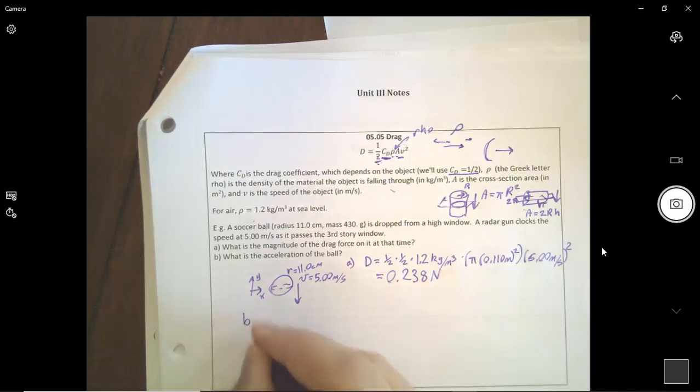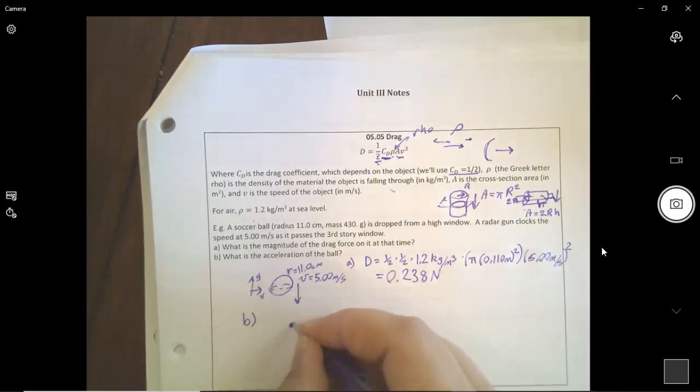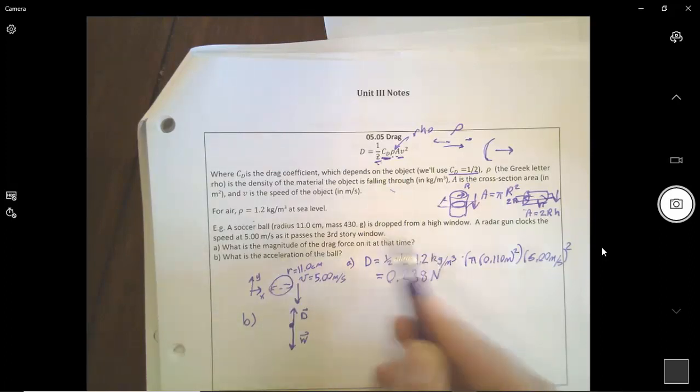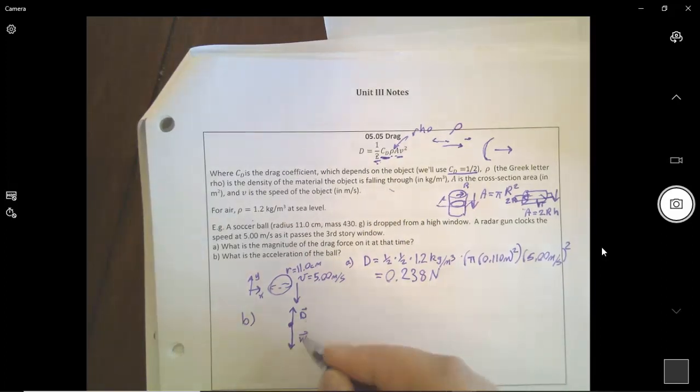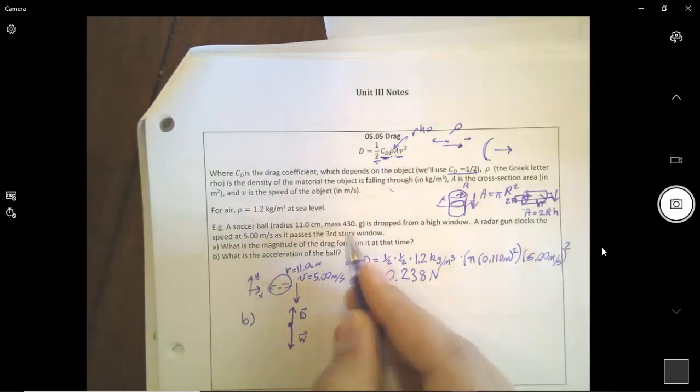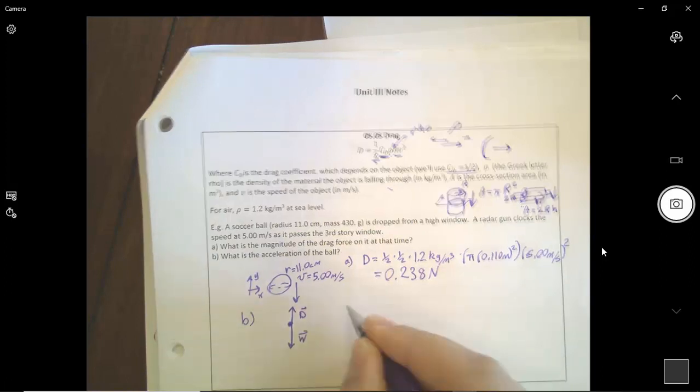Okay, so part B, we are asked to find the acceleration. Let's do a quick sketch of a free body diagram. The ball is moving downward, so the drag is pointing upward. Weight is pointing downward. We are no longer touching the ball. We have already dropped it. It's not immediately obvious which is greater, although it's not hard to figure out that weight will be greater. So these are our two forces.